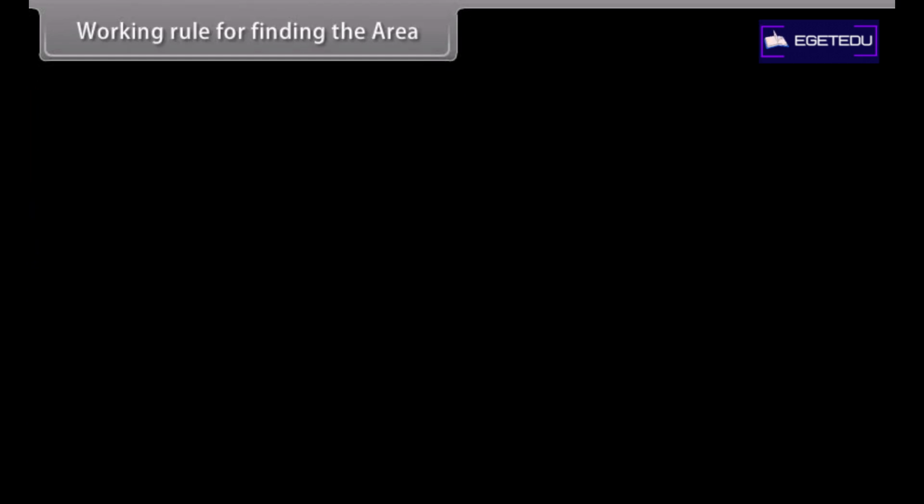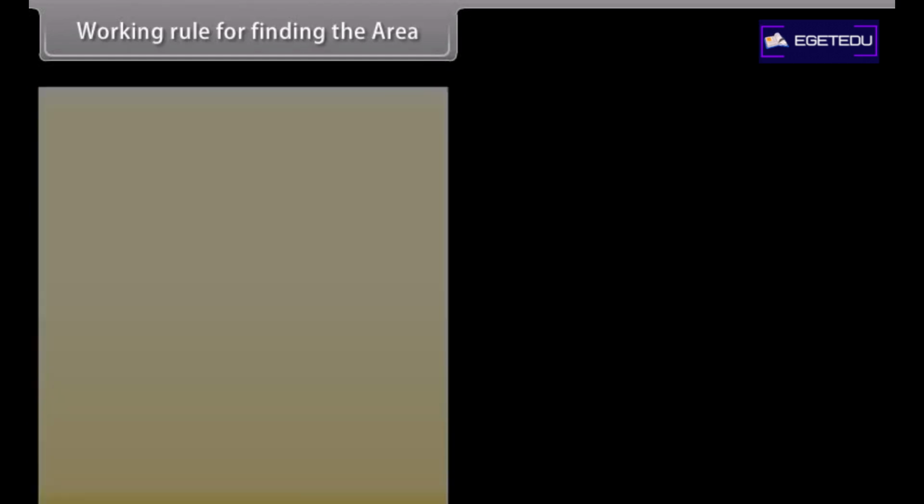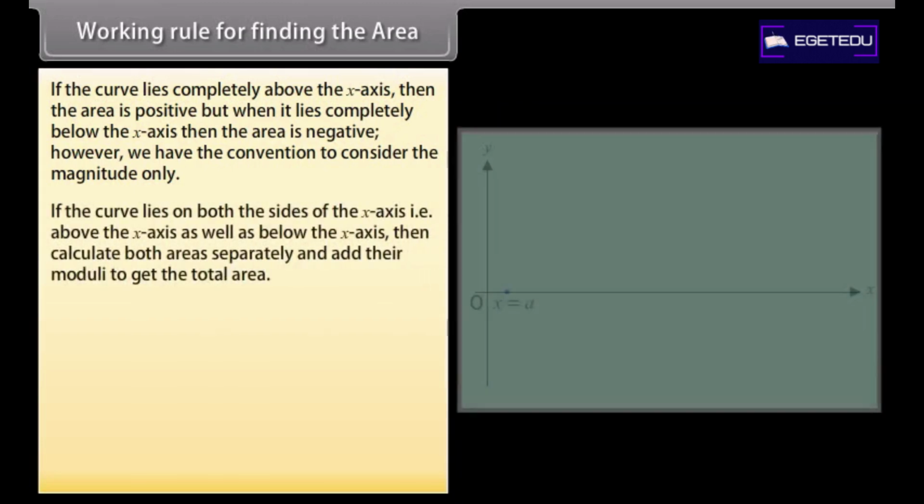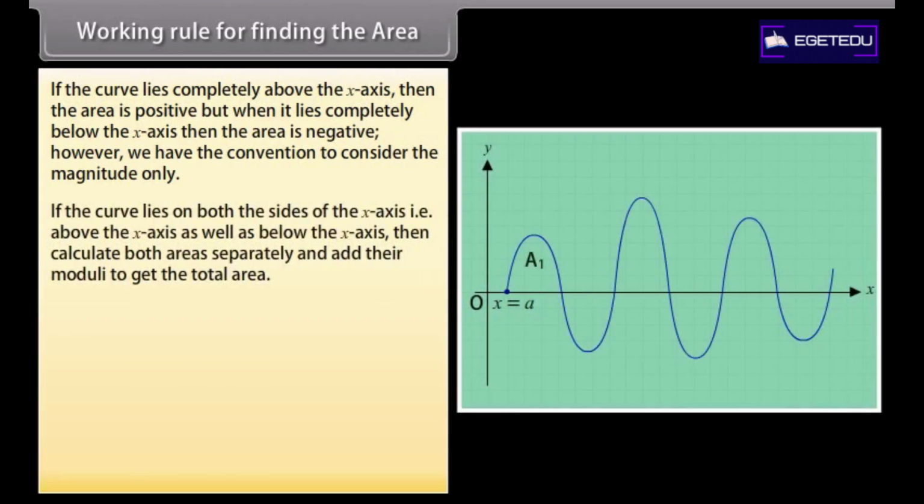Working rule for finding the area. If the curve lies completely above the x-axis, then the area is positive, but when it lies completely below the x-axis, then the area is negative. However, we have the convention to consider the magnitude only. If the curve lies on both the sides of the x-axis, that is, above the x-axis as well as below the x-axis, then calculate both areas separately and add their moduli to get the total area.